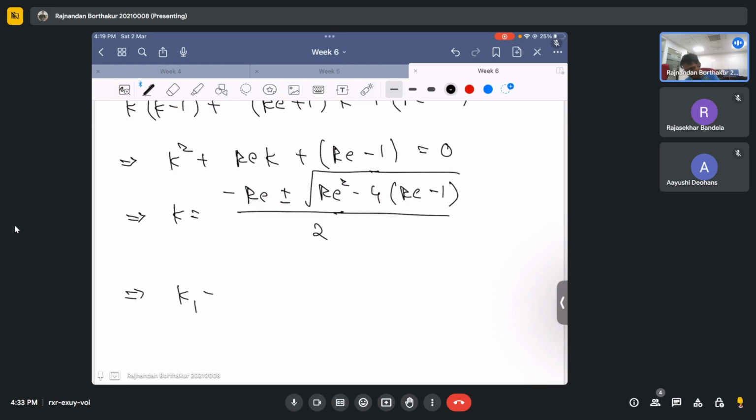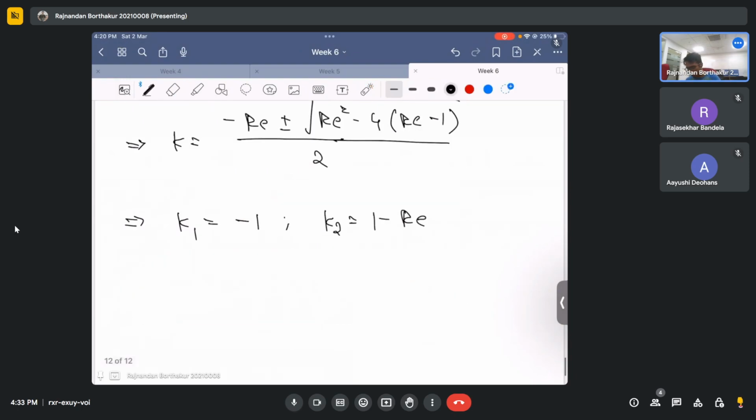The roots of this equation: k1 would be equal to 1 if we use the plus sign, and k2 would be equal to 1 minus Re. Just put a plus here and check what you get, put a minus here and check what you get. So you'll get the roots like this. This means u theta as a function of r bar, and I'm doing this a little fast because we did it multiple times, is how we solve an equidimensional equation.